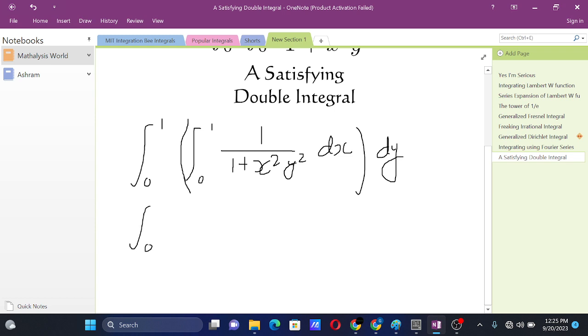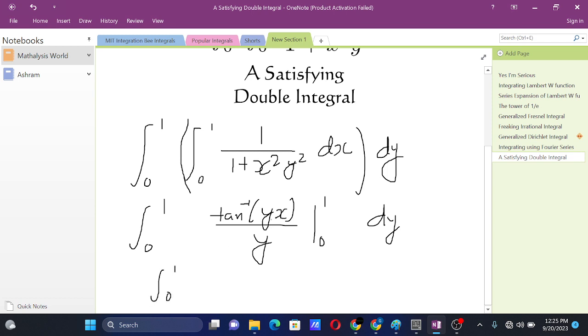Yeah, we know that that's a standard thing. So this integral will be integral from 0 to 1 of tan inverse yx over y, since y is treated as constant over here, and x varies from 0 to 1. So when x equals 1, this is just tan inverse y by y. When x equals 0, this is 0, dy.